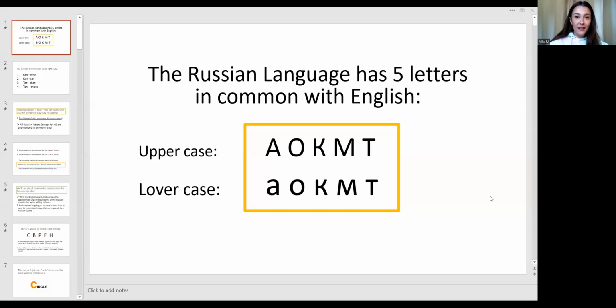Today we're going to learn how to read. Reading Russian is actually really easy. You can just sound the words out the way they're spelled. All right, I'm going to share my screen with you right now. Here we go. Sharing my screen.